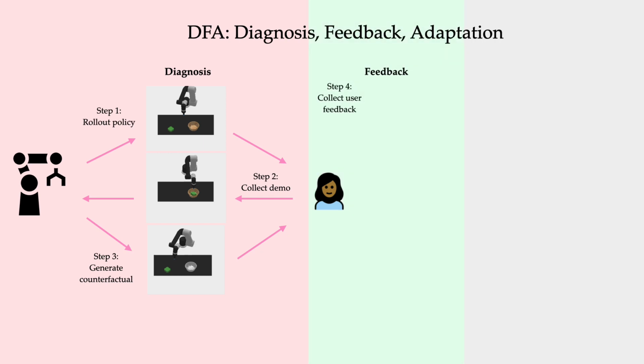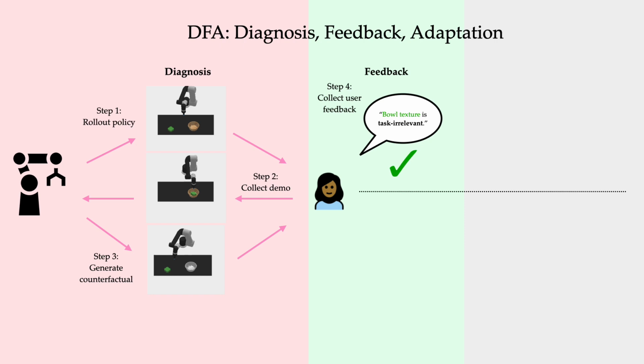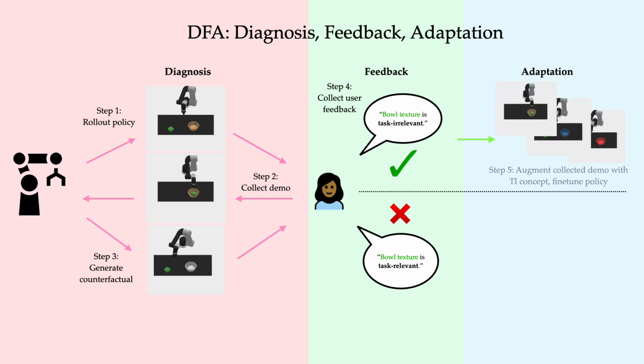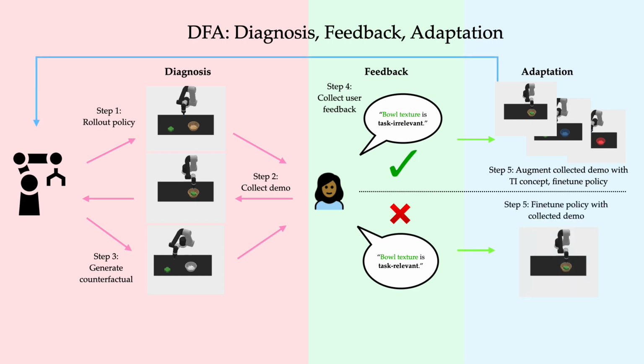In the feedback stage of our framework, we then collect user feedback, such as whether or not the bowl texture is irrelevant and able to be augmented, or if bowl texture is actually very relevant to their task. Lastly, in the adaptation stage, we leverage this information to either perform augmentation of the irrelevant concept or fine-tuning from simply the collected demonstration.